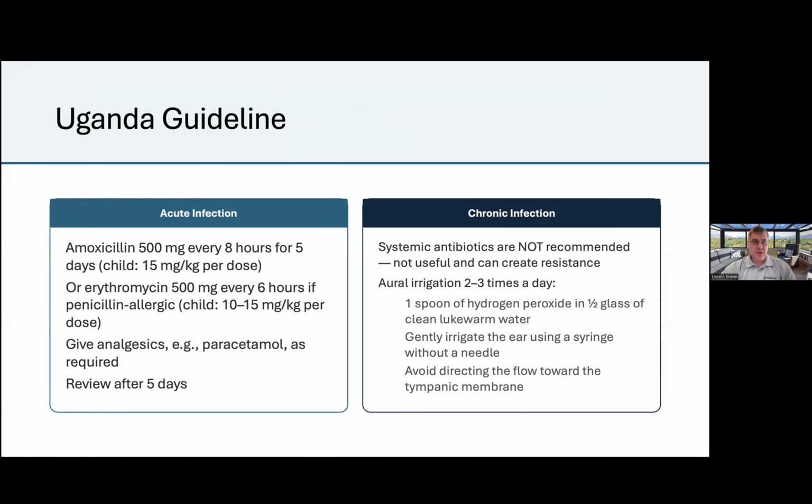The most recent Uganda guideline, since it sounds like everybody is there, this should be familiar. I think it's interesting. It is very straightforward. It does not delve into the laterality and age distinctions. It is simply, here's what we do. I think it's a good thing too to keep in mind.